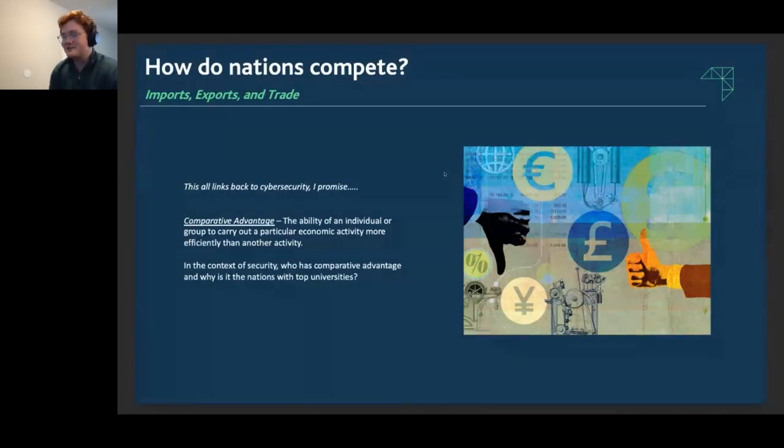So comparative advantage, again, touching upon a pretty basic principle in all of economics. A nation that specializes in one particular thing is going to be stronger and typically play to those strengths rather than trying to fortify their weaknesses. So in the context of security, who has comparative advantage and why is it nations with top universities? This is kind of tongue-in-cheek because it's obviously the answer of the people who have top universities.